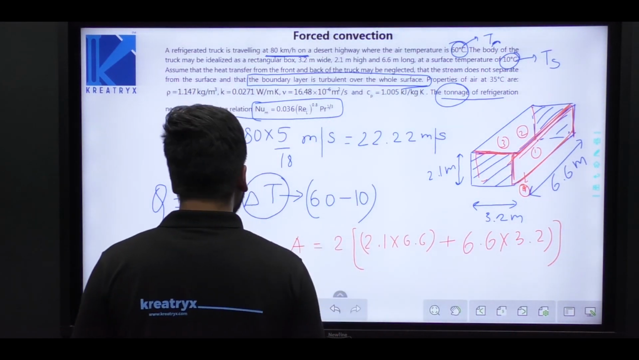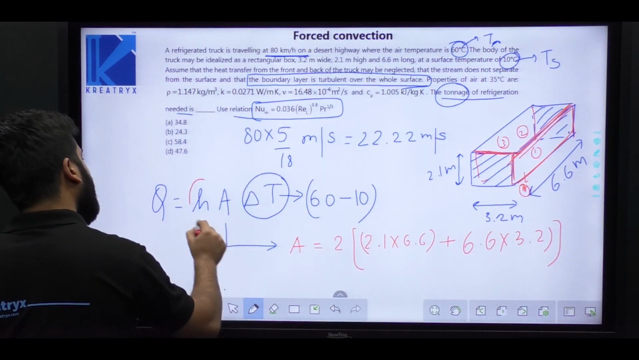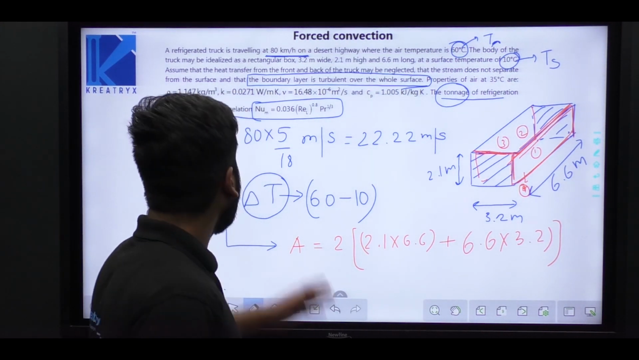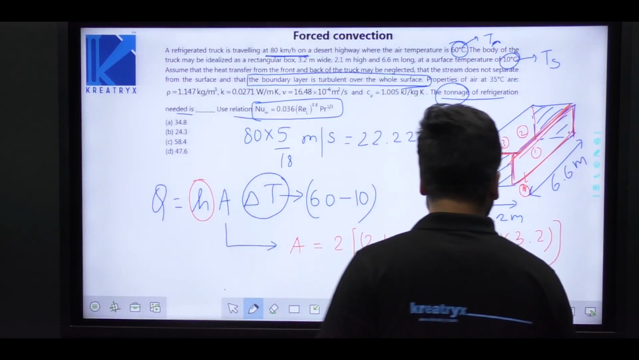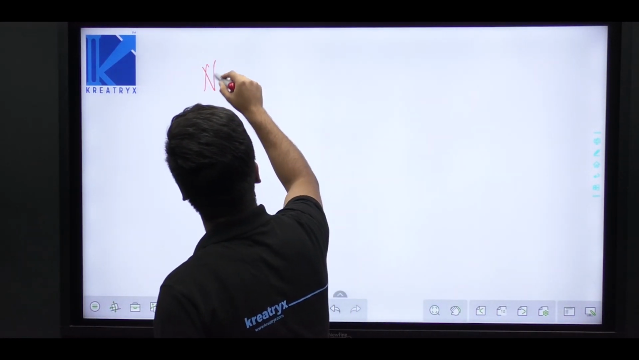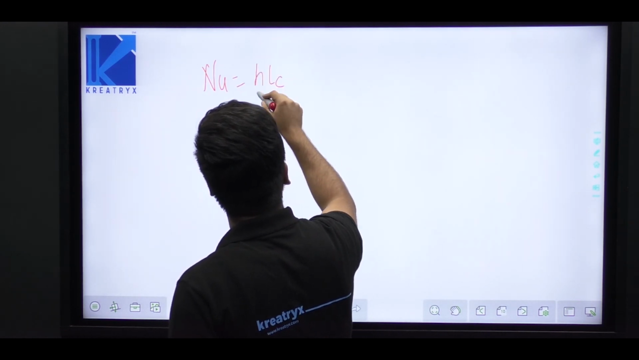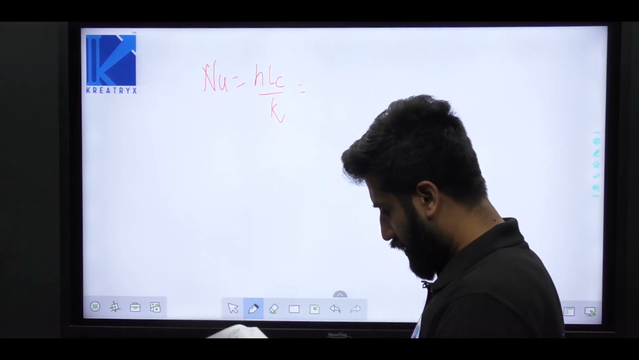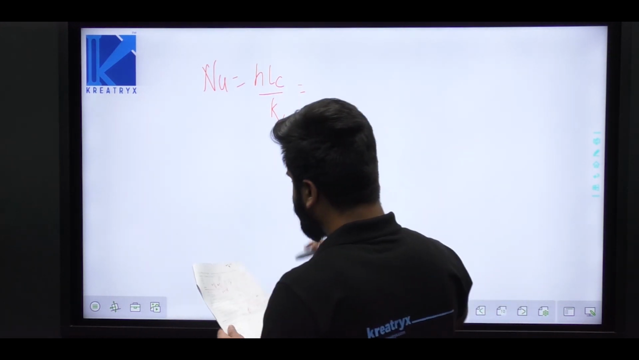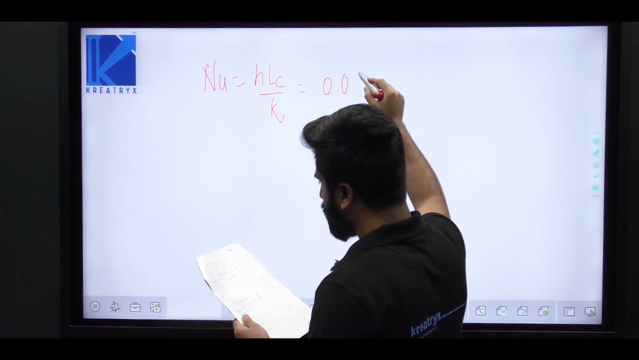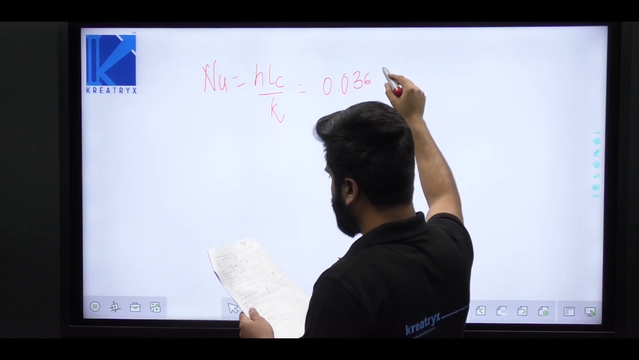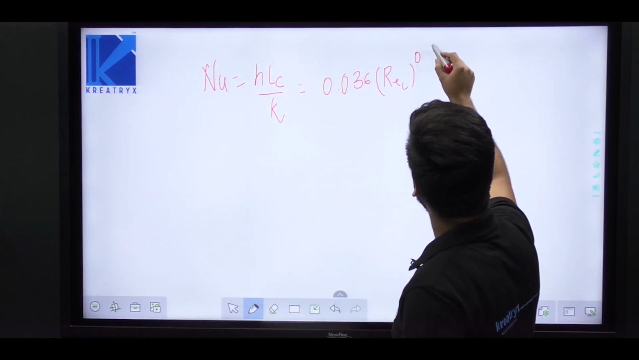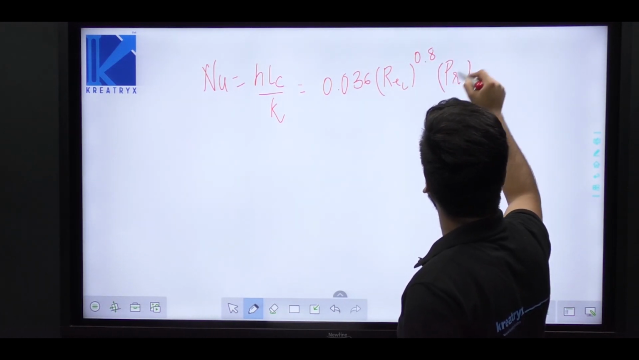So area is this, and now you have to find h, that is the heat transfer coefficient. For that, you have been given the relationship of Nusselt number, which is h Lc by k, and that is equal to 0.036 Reynolds number raised to the power 0.8 Prandtl number raised to the power 1 by 3.